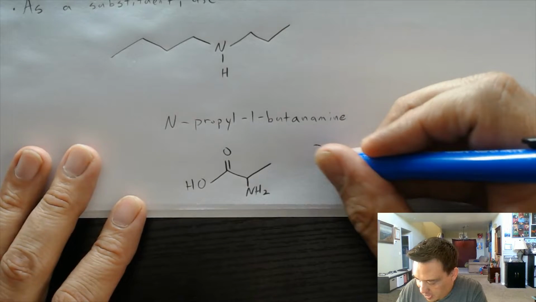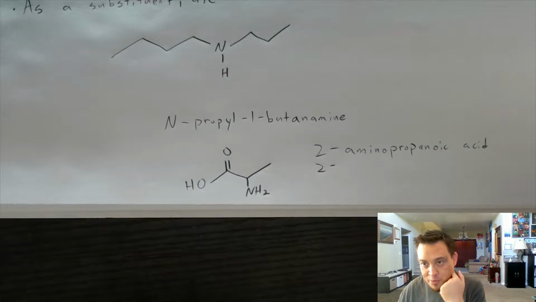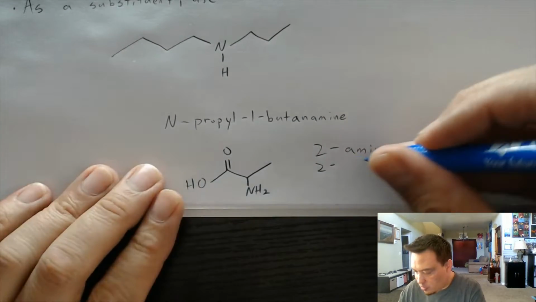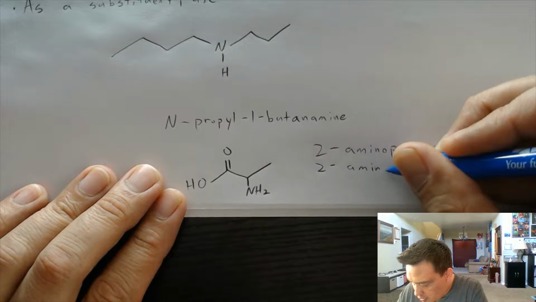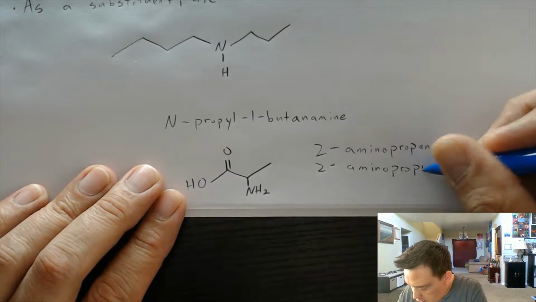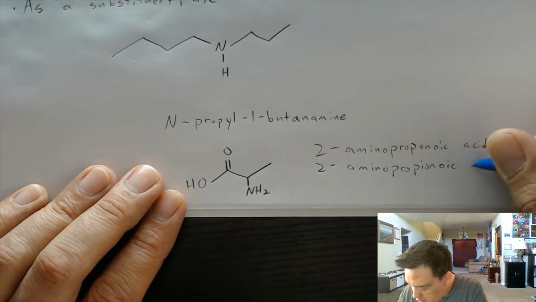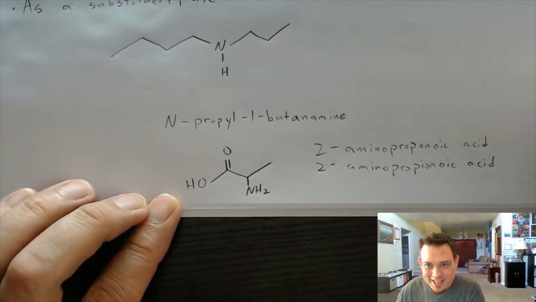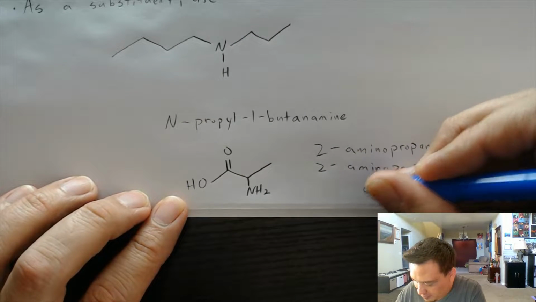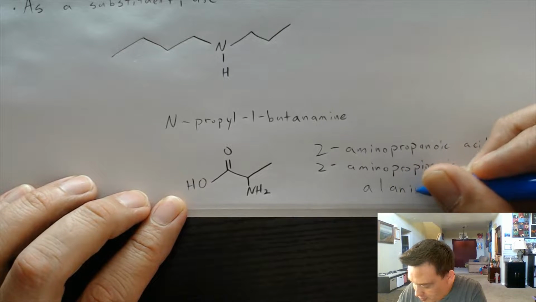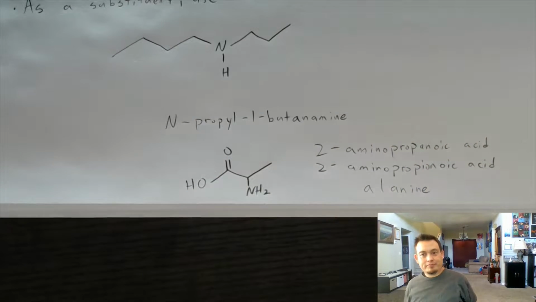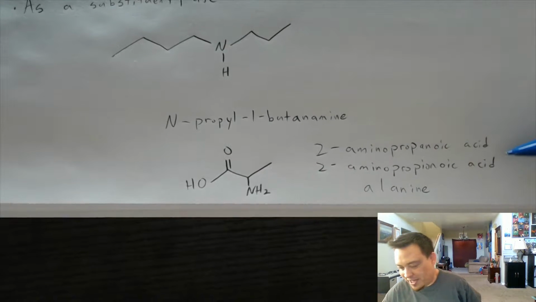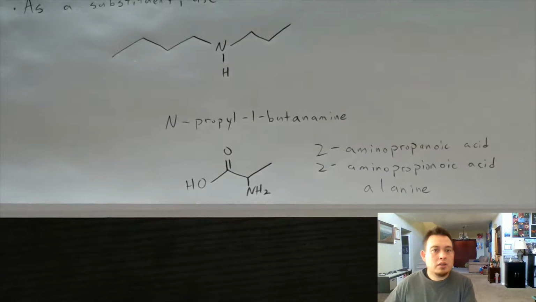Another way we can name this, remember we could also name propanoic as propionic. That also works here too. So propionic acid. And then the easier way to name this one, I think, is to name it as an amino acid. This is alanine. But following IUPAC, we're going to use this naming, right? So, all right, that's pretty much it for the naming here.